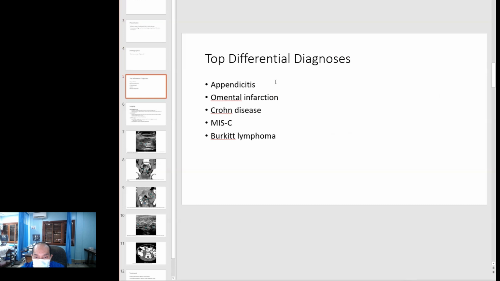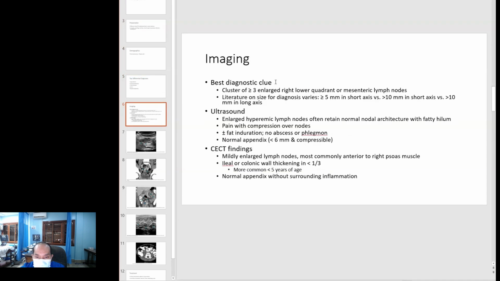Top differential diagnosis: appendicitis, omental infarction, Crohn's disease, MIS-C, Burkitt lymphoma.